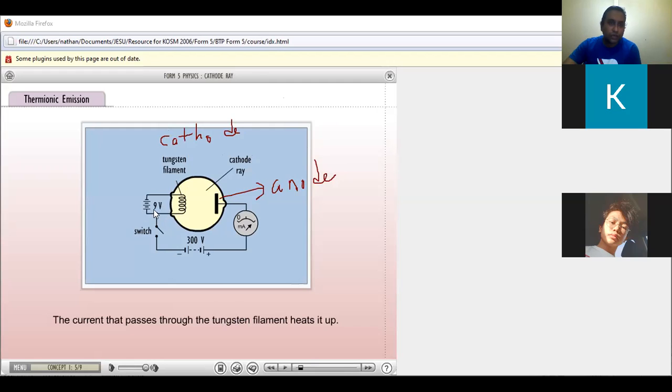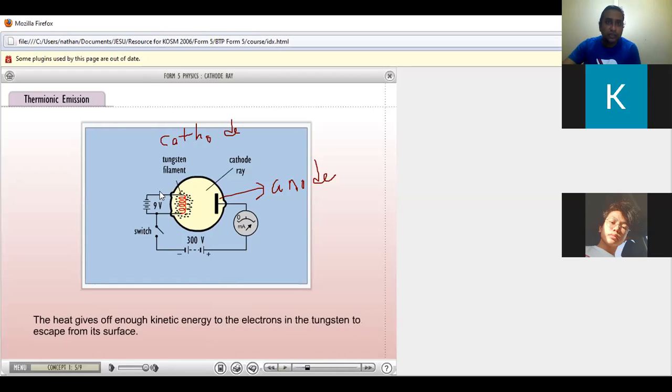Now the filament is connected to a low voltage supply. So when you switch on the filament, what happened? The filament gets heated up. Now, when the filament gets heated up, what happened? The filament will release electrons. This we call thermionic emission. So when the current passes through the filament, the filament gets heated up and releases electrons. This is called thermionic emission.